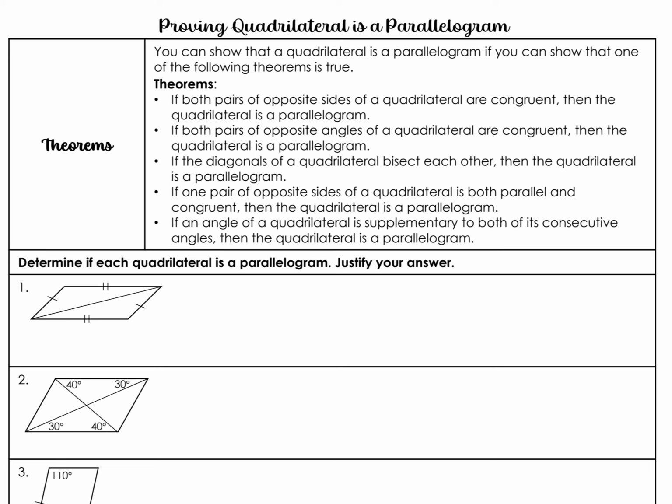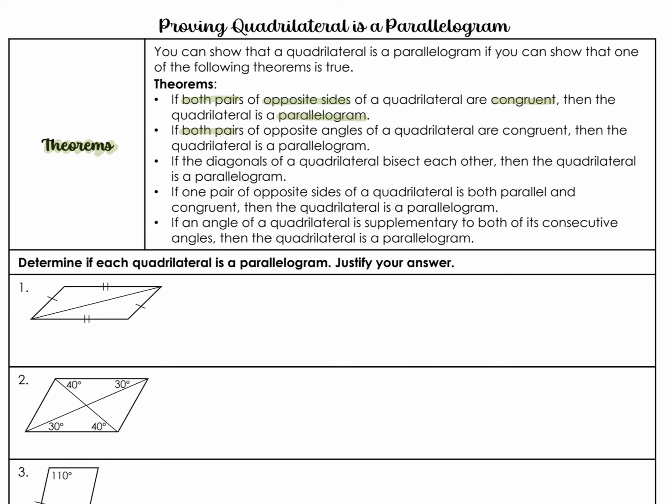In this lesson, we're going to talk about the ways you can prove that a quadrilateral is a parallelogram. So we have a few theorems that we're going to go over, but you can show that a quadrilateral is a parallelogram if you can show one of the following theorems to be true. So the first one we have is if you can prove both pairs of the opposite sides are going to be congruent on a quadrilateral, then you can say that it's a parallelogram.